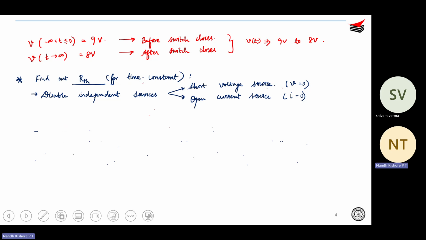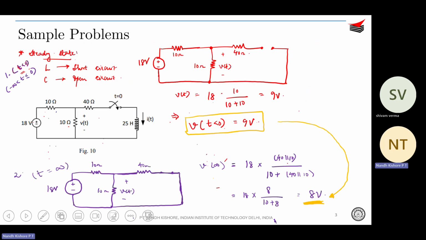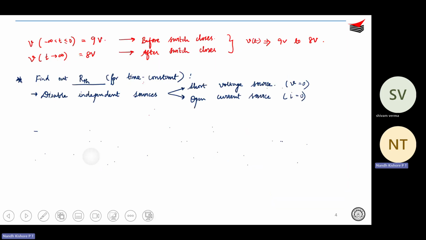So let's redraw the same circuit, disabling independent sources. All right. So 18 volts is now a short. So you have a short over here, and then you have the 10 ohm resistor. All right.